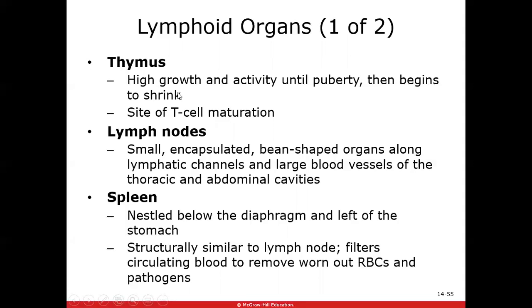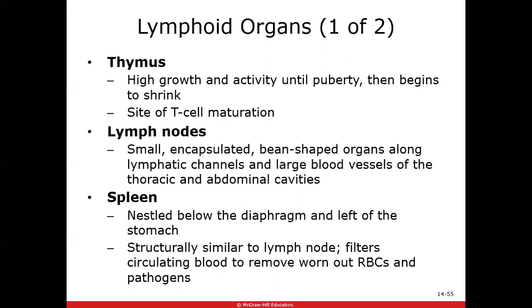Lymphoid organs, the thymus, has high growth and activity until puberty. Then it begins to shrink. This is where T cells mature. So the thymus is where T cells mature. And it has high growth and activity until puberty. Then it begins to shrink.